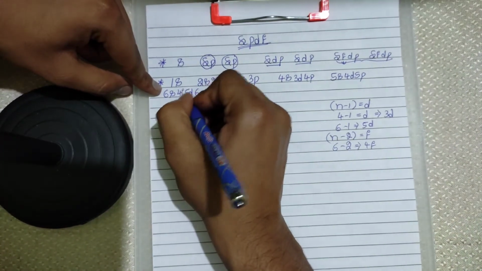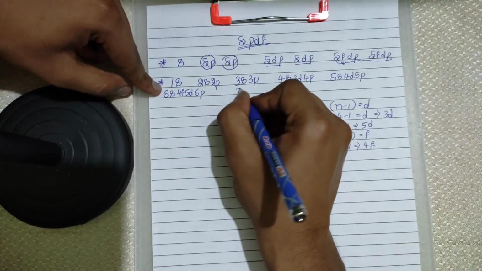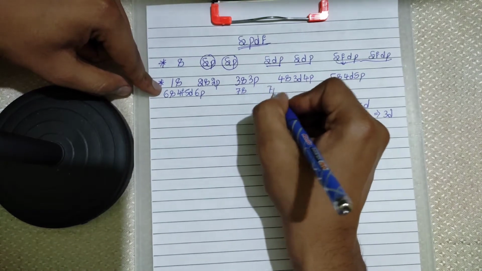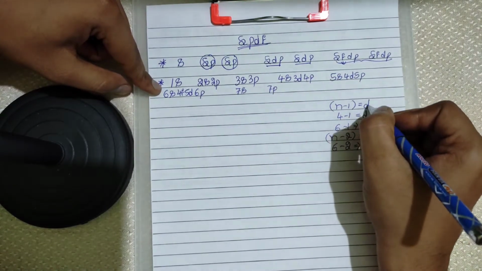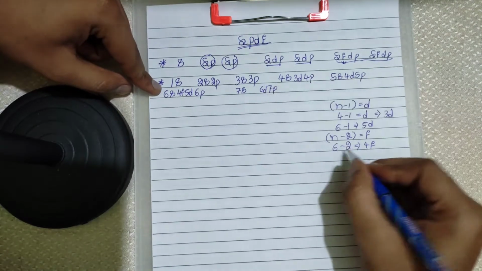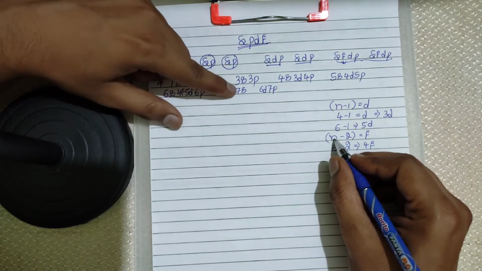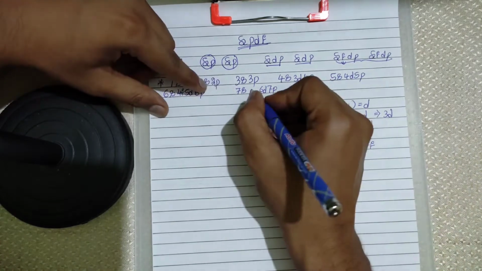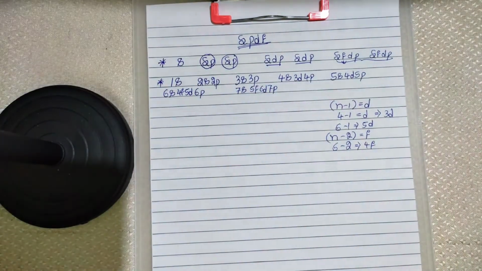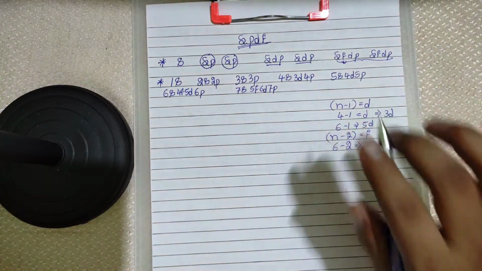Here 4F. Next we have 7S 7P. 7 minus 1 is equal to 6D. Then 7 minus 2. What is the value of n here? 7. So 7 minus 2 is equal to 5F. Got it? Very simple.